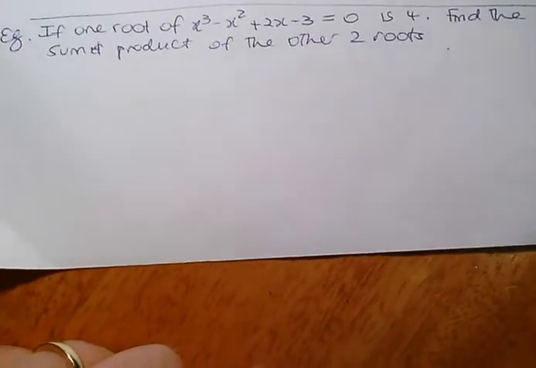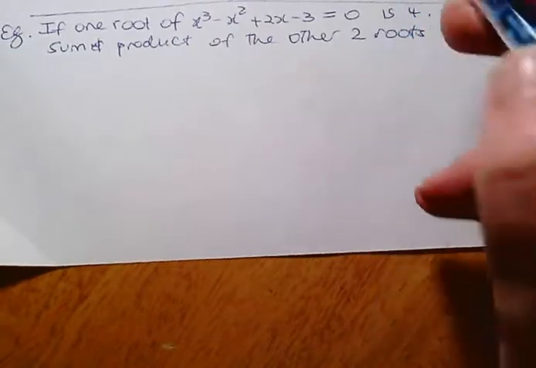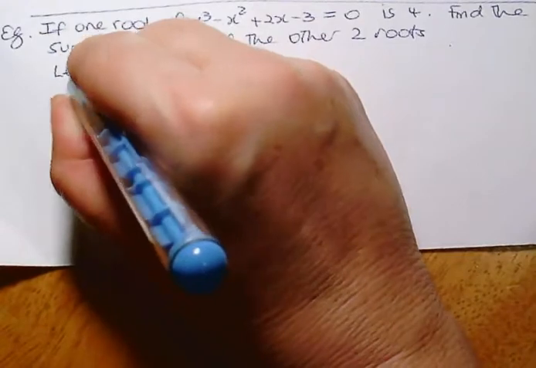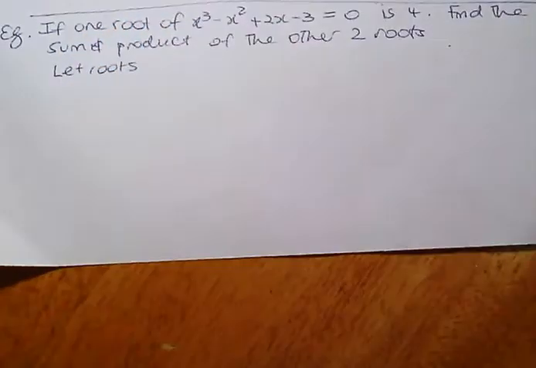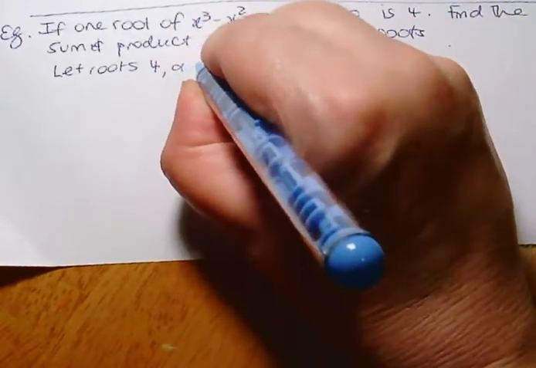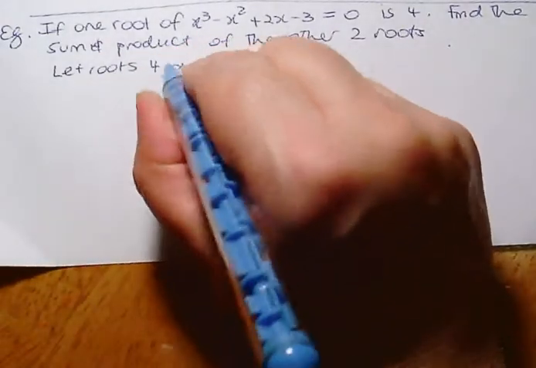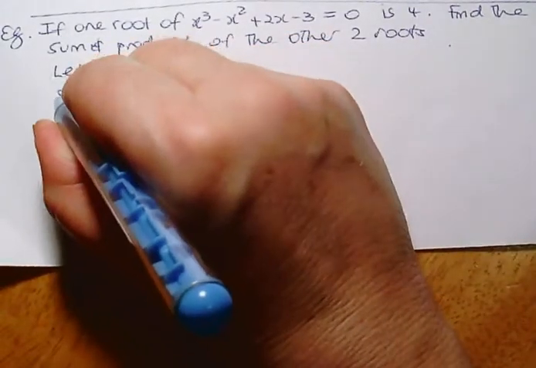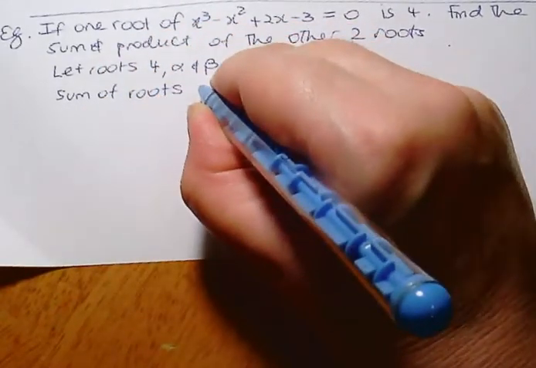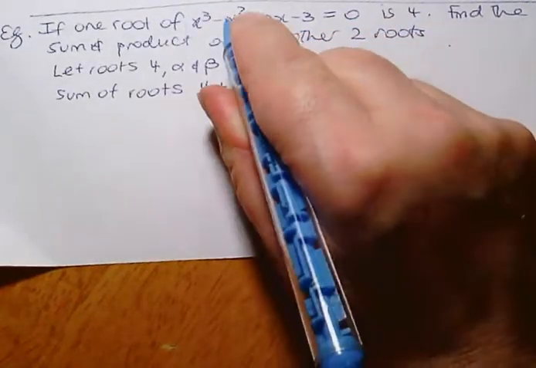Okay, if 1 root of x cubed minus x squared plus 2x minus 3 equals 0 is 4, find the sum and product of the other two roots. So let the roots be, now we know that normally it would be alpha, beta and gamma, but because we already know that one of them is 4, we'll go 4, alpha and beta. Okay, so now we can say the sum of roots, this will be 1 at a time, is 4 plus alpha plus beta, and that's negative b on a.